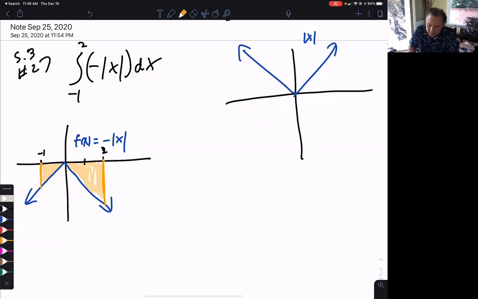So anything below the x-axis, you subtract. Now it's important to realize areas are never negative. That's why they had to define this new thing called net area, where you could actually get negative.